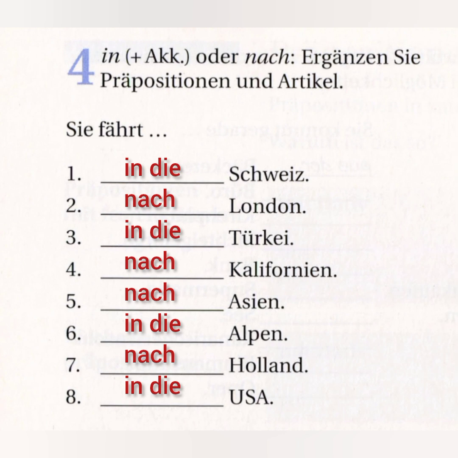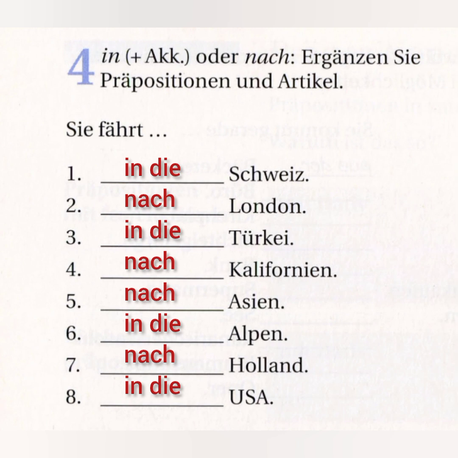Number 2. Now the next one goes like this. Sie fährt, then that should be nach London. Sie fährt nach London. This one doesn't have an article here. Nach London. Number 3. Sie fährt, now Türkei. Türkei is Turkey. It is normally considered feminine. So you say, sie fährt in die Türkei.